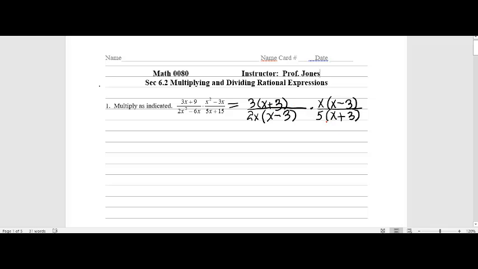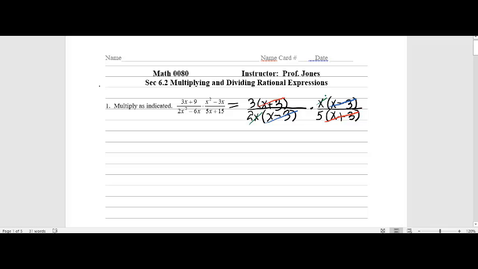So now I am going to divide out any factors in the numerator that are also in the denominator. So when I divide this x plus 3 in the denominator into this x plus 3 in the numerator, I get a 1. And as long as there are other factors that still remain, I can leave that 1 unwritten. When I divide the x minus 3 in the denominator into the x minus 3 in the numerator, I get another 1 that I'm going to leave unwritten. And when I divide the x in the denominator into the x in the numerator, I also get 1.